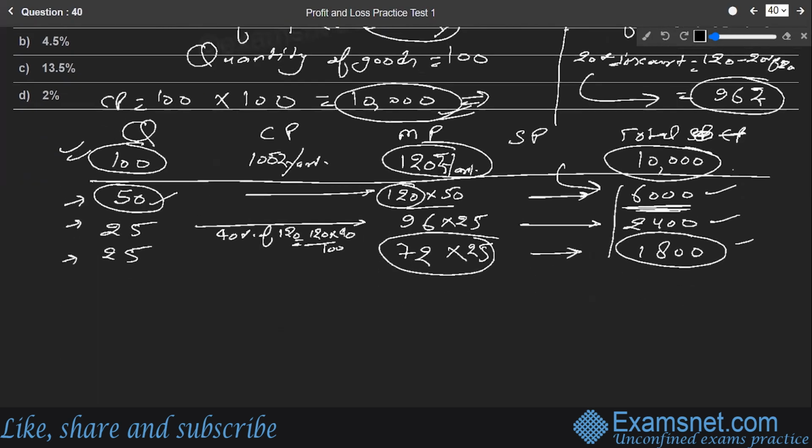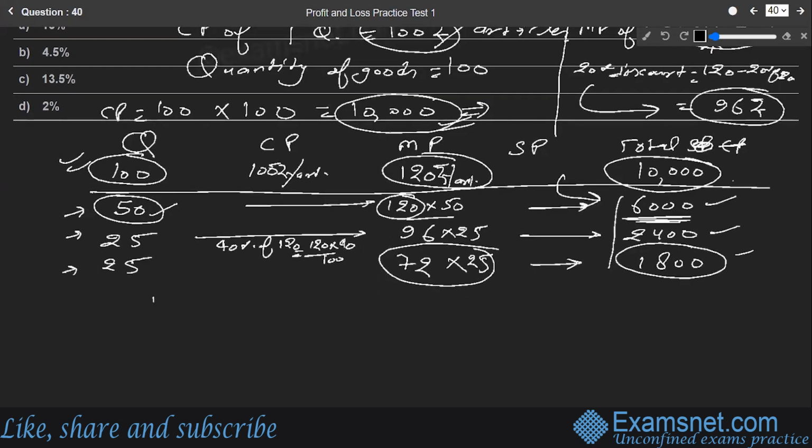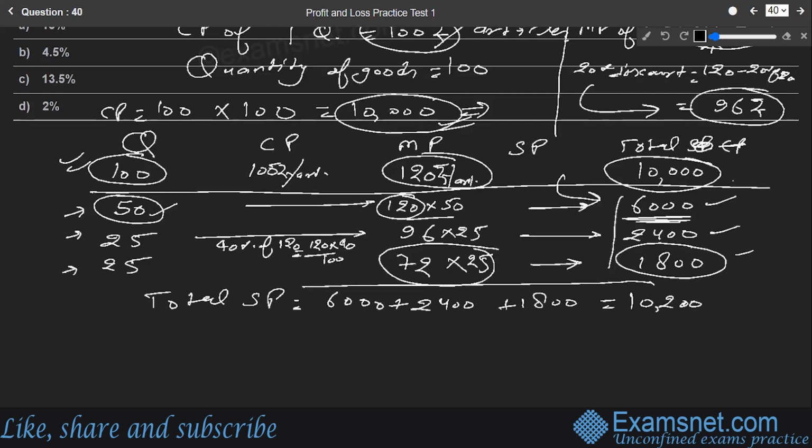We already know the total cost price as 10,000. Let us find the total selling price, which is the sum of all these selling prices: 6000 plus 2400 plus 1800. If you add them all, this comes out to be 10,200 rupees. So the total selling price of the whole deal is 10,200 rupees. The total cost price we have already taken as 10,000 rupees.